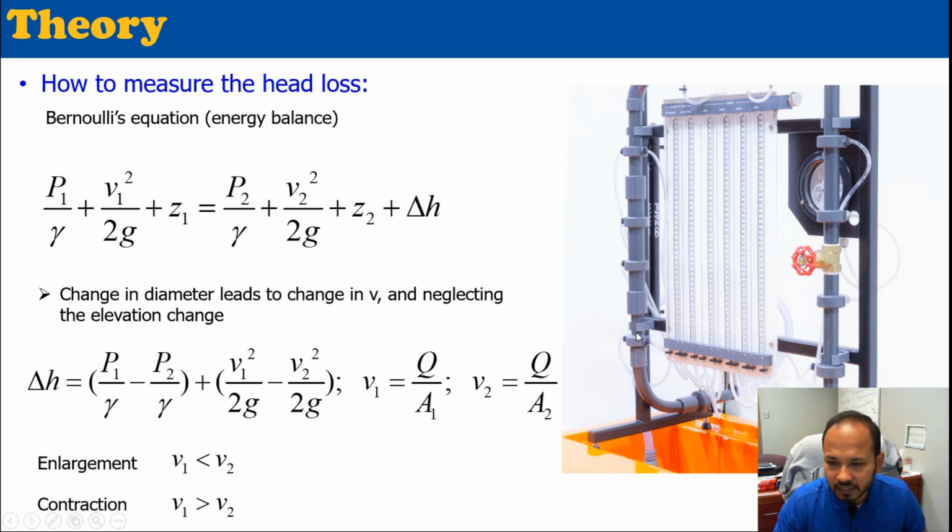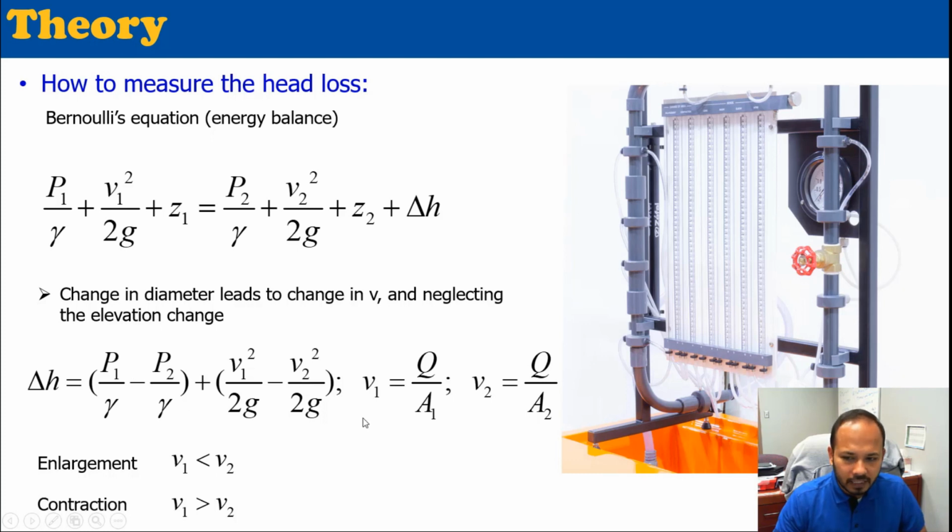Now for a section like this, this is the original diameter of the pipe and this is thicker, so there is an enlargement. And if there is an enlargement, there will be a change in velocity. So we cannot say that V1 equals V2. If we neglect the elevation, we can write that ΔH should be the pressure difference plus the kinematic pressure difference. And how can we find V1 and V2?